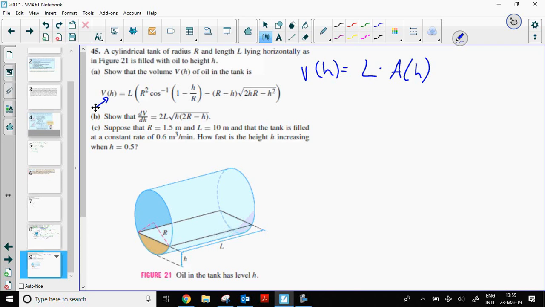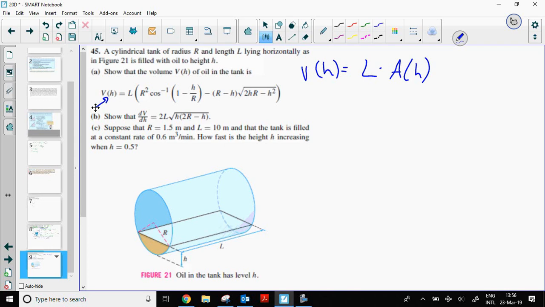And that's true because the amount of this cylinder which is filled with oil is a prism with two congruent bases, one here and one over here. So its volume is equal to its height, which is L, multiplied by the area of one of its bases. So we've got that. And now what is A of h?